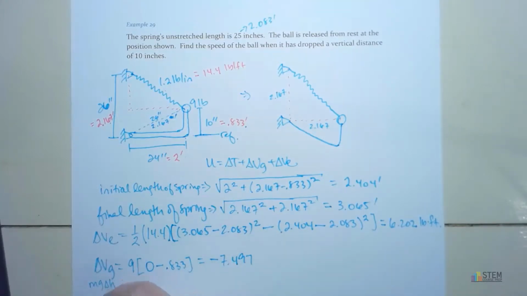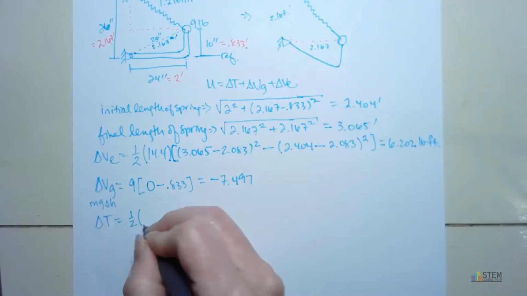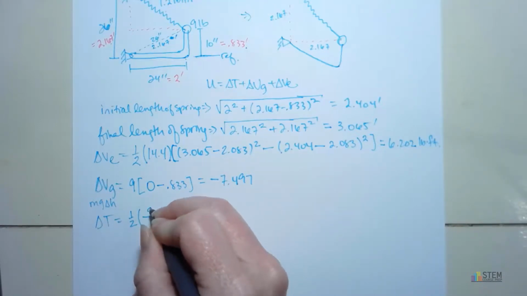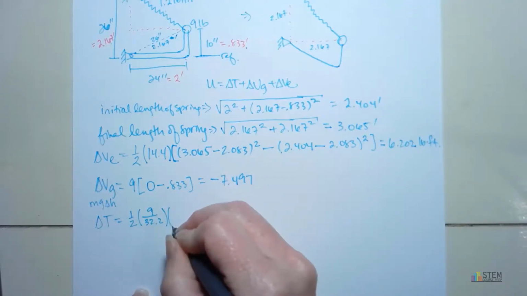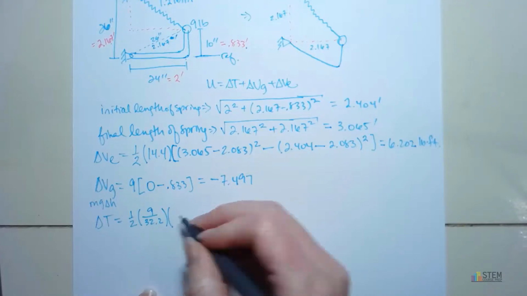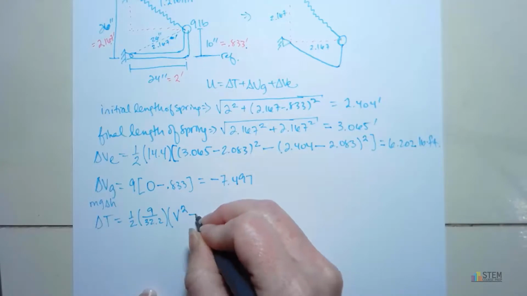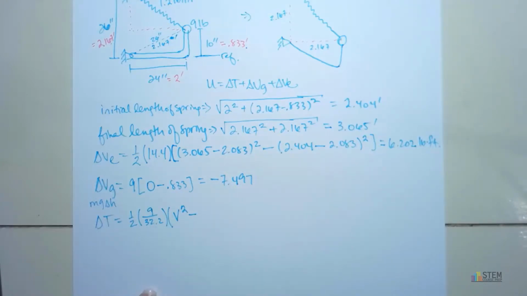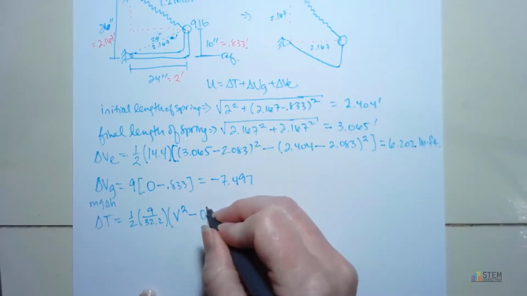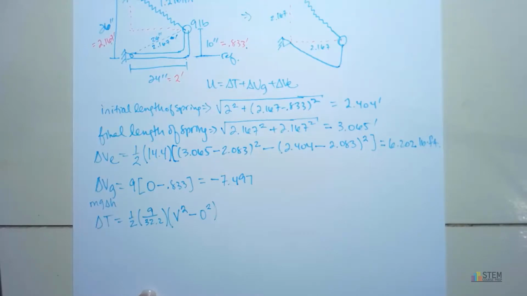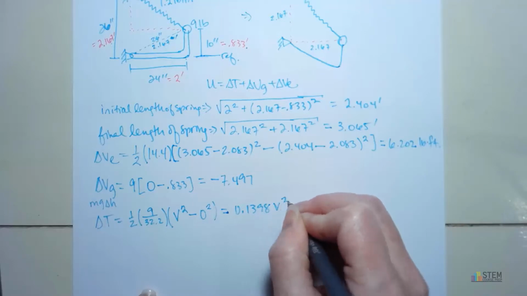And then finally, we go to kinetic energy. So that's going to be 1/2 times the mass. So for mass, we need to take the weight, which was 9, divide it by gravity. And then we'll have the final speed, which will be the speed right here at this point, minus the initial speed squared. So our initial speed was 0, right? Because it said it was at rest. So we have that. And this gives you 0.1398 v squared.